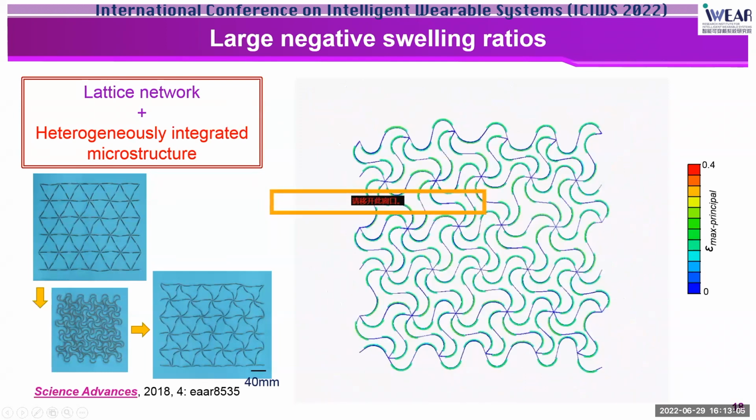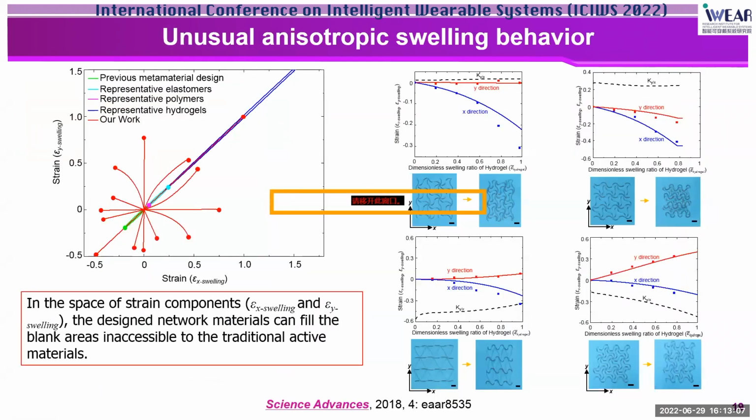Okay, based on this network design, we can easily achieve anisotropic swelling behavior by using heterogeneous microstructures in the network. For example, by putting hydrogel only along the diagonal direction, you can achieve a unidirectional shrinkage only along the x direction. So there is almost no expansion or shrinkage along the y direction.